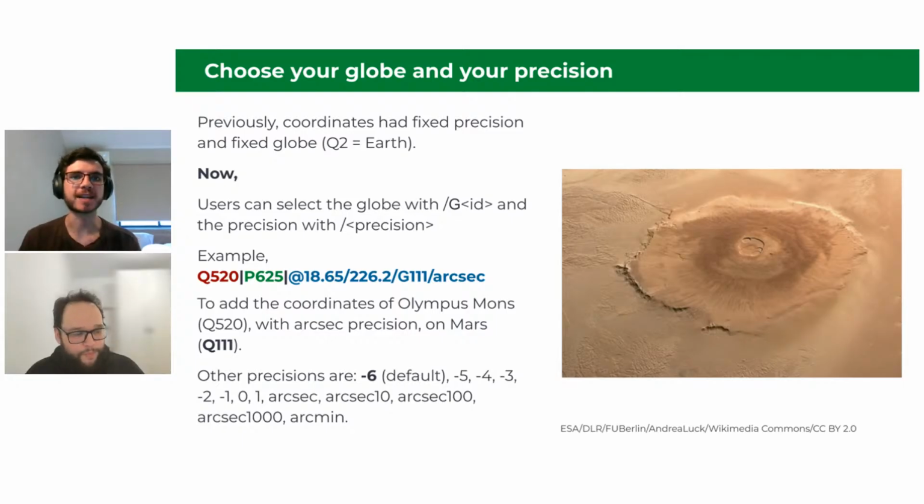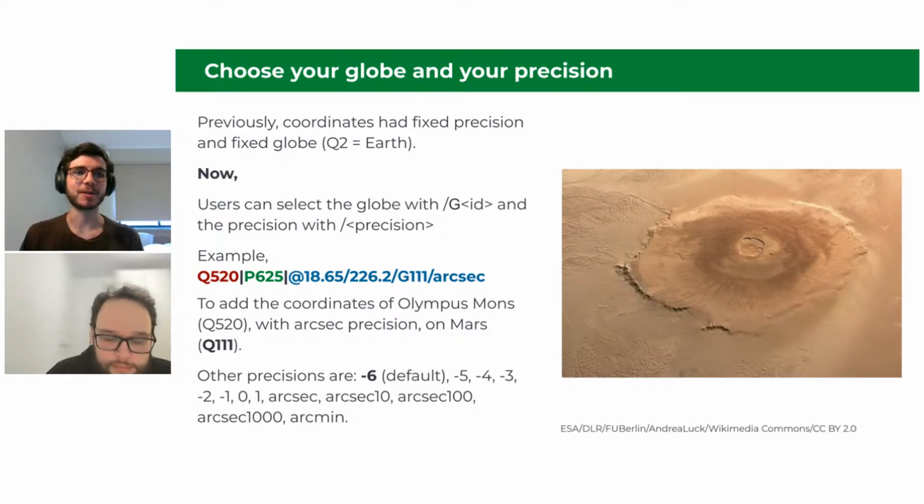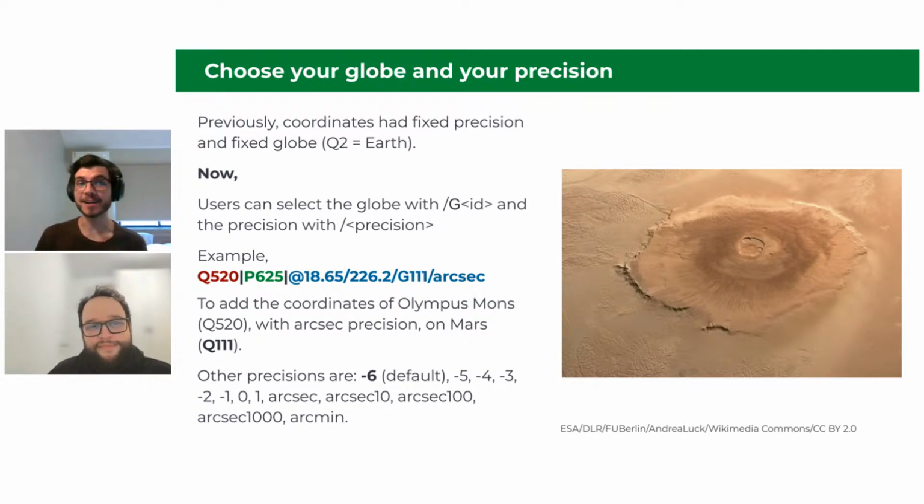So previously, geographical coordinates had fixed precision and a fixed globe where the coordinates are located. In general, when you want to input coordinates on Wikidata, you're talking about Earth coordinates, coordinates on our planet, which is Q2, Earth. But there are some use cases for having coordinates on planets that aren't Earth, on other globes. So now you can select the globe with /g and the ID of the item for that globe. And you can also select different precisions, which is also very important.